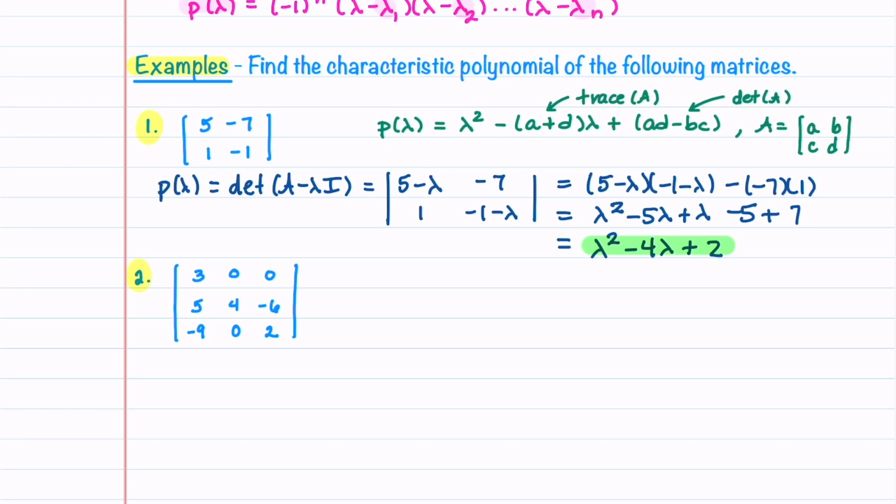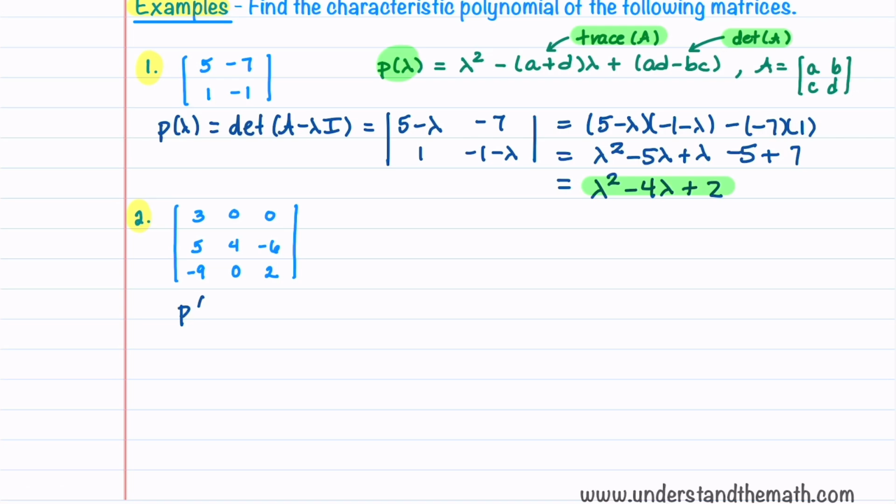When A is a 2 by 2 matrix, there's another formula that you can use to calculate the characteristic polynomial. I've written this formula up above in green, and it's just equal to lambda squared minus the trace of A times lambda plus the determinant of A. Notice that that formula only works for a 2 by 2 matrix. Let's now look at our second example.